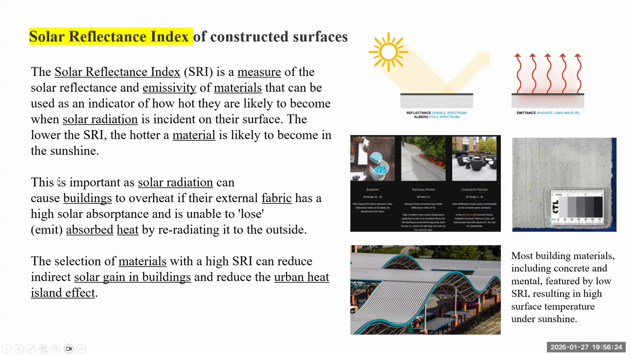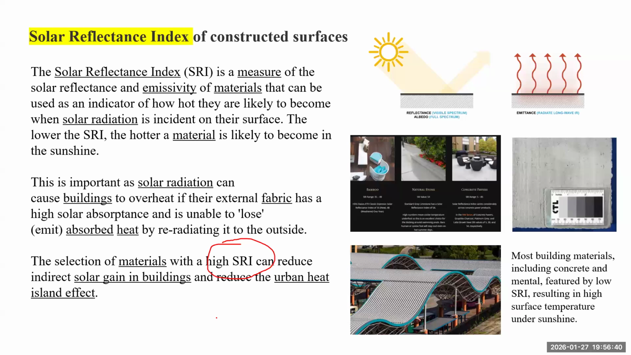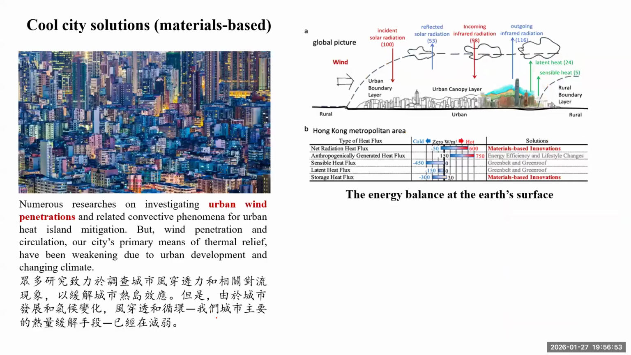So how to select the construction materials for the envelopes of your building? We should choose the materials with a higher solar reflectance index. The selection of construction materials with a higher solar reflectance index can reduce the indirect solar gain in buildings and reduce the urban heat island effect.